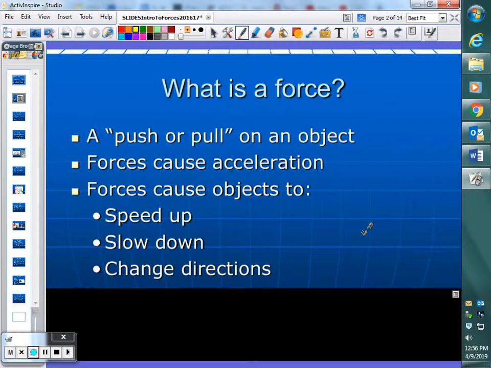Again, going back to our definitions, how do we define acceleration? Change in velocity, right? Acceleration is a change in velocity, delta V. Any change in velocity is acceleration. So anytime the velocity of an object changes, there has to be a force. And that force can cause an object to speed up, or to slow down, or to change directions. Good?